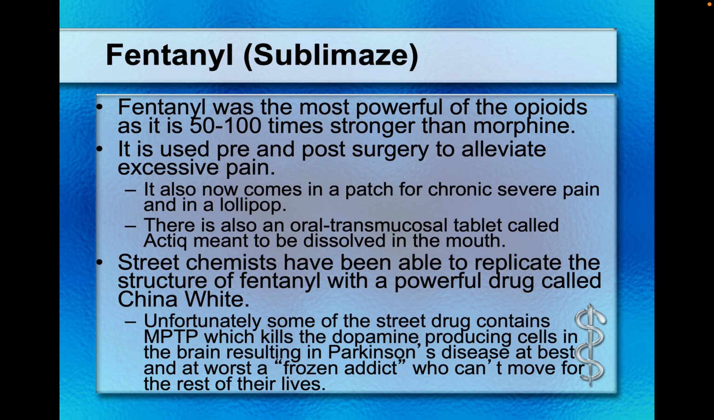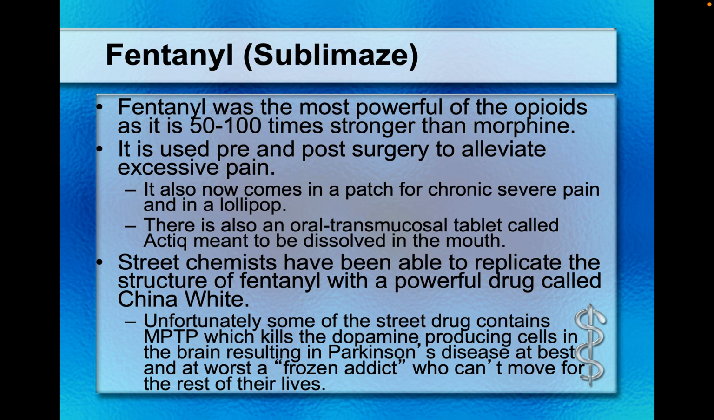Fentanyl used to be the most powerful opioid, as it is 50 to 100 times stronger than morphine. It is used pre and post surgery to alleviate excessive pain. It also now comes in a patch for chronic severe pain and in a lollipop. There is also an oral transmucosal tablet called Fentora, meant to be dissolved in the mouth. Street chemists have been able to replicate the structure of fentanyl with a powerful drug called China White. So if you hear of China White, what they're talking about is fentanyl.